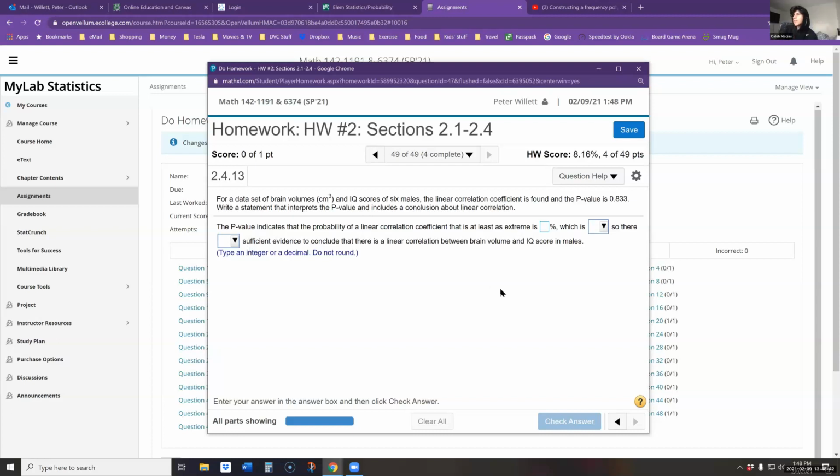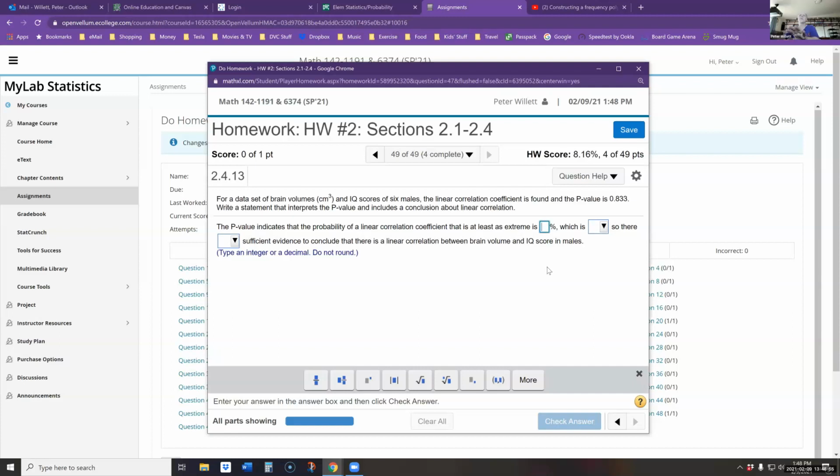They're trying to basically squeeze that logic out of you in this sentence. The p-value indicates the probability of a linear correlation at least as extreme as this, and they're asking for a percentage. So they're wanting the p-value converted to a percentage. So I would just put 83.3%. When you have a decimal, to make it into a percentage, you move the decimal 2 places to the right. Are you okay with that? Yes.